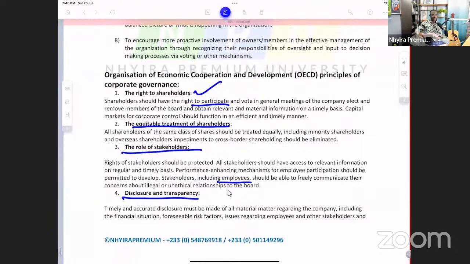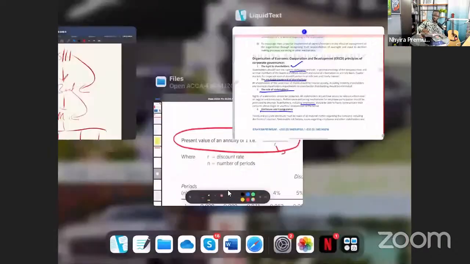Yes, Isaac, your hand is up. Hello, sir, good evening. Yeah, good evening. Please, can you take me through IAS 23, borrowing cost? What is your specific issue there? Because we mentioned that we are not going to teach a whole topic. So, okay, what is your specific issue? It's on specific loans and that's for general one.